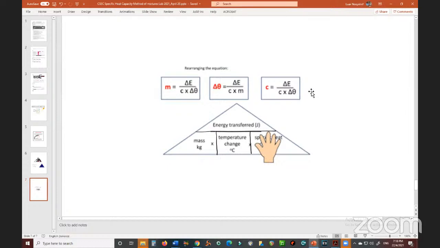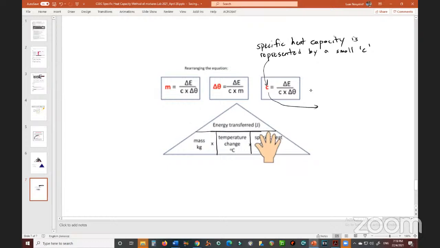And a couple of things to point out here. The symbol used for specific heat capacity is the small c. It is represented by a small c. And notice that's the symbol; it's not telling you what the unit is. What it is measured in is something different.